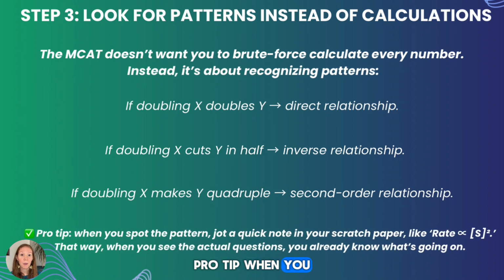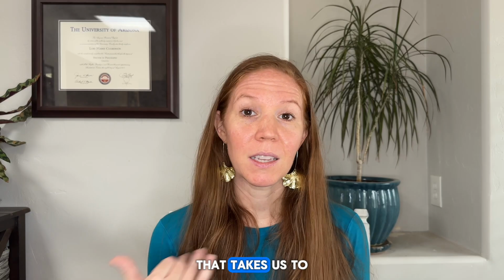Pro tip, when you spot the pattern, jot a quick note in your scratch paper, like rate of second order. That way you already know what's going on. That takes us to step 4.